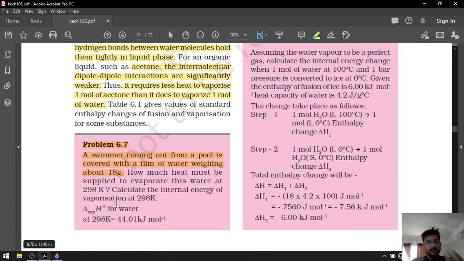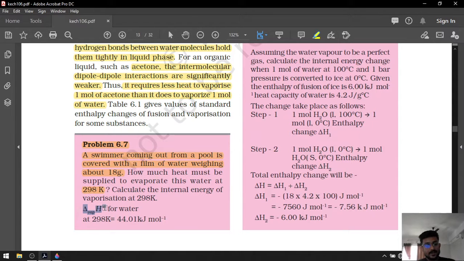Now, let us move on. How much heat must be supplied to evaporate this water? So, water is in a liquid state and I want to evaporate it. So, I want to convert water into vapor at 298 Kelvin. So, they want to calculate the amount of enthalpy required to vaporize the 18 gram of water from the body of the swimmer. So, we will need the vaporization enthalpy for 1 mole of water to calculate the 18 gram amount. Also, they told us to calculate internal energy.